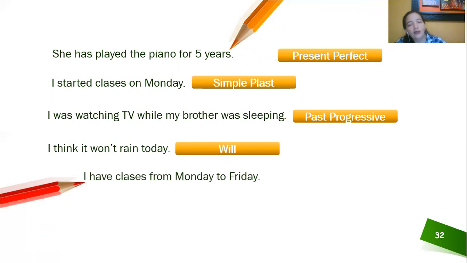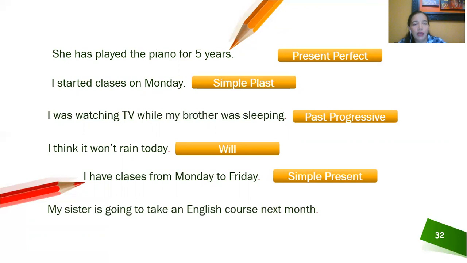I have classes from Monday to Friday. From Monday to Friday. What tense is this? Right. Simple present, the most common tense. An action that I usually do, in this case, from Monday to Friday, is a habit.